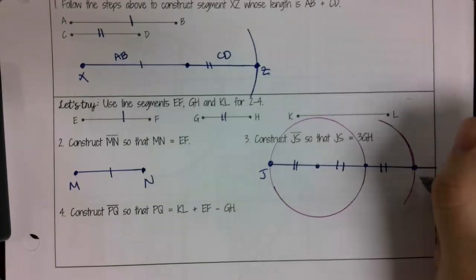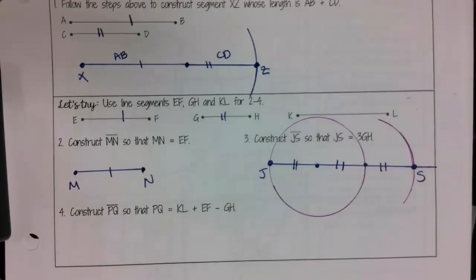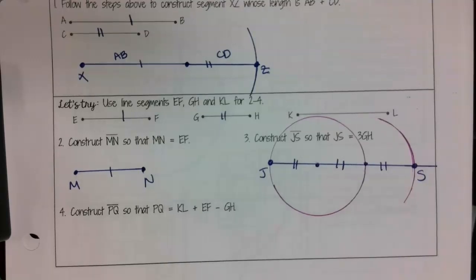So this is, it wants S. So what I'm doing with these circles is I'm just copying my radius over and over again until I get the length I want it to be.